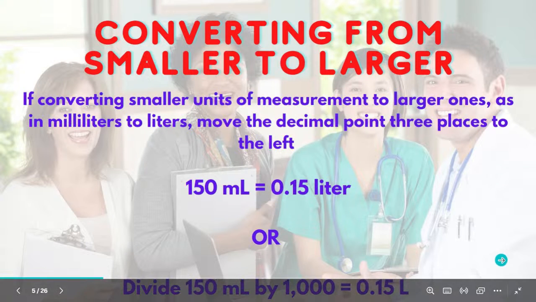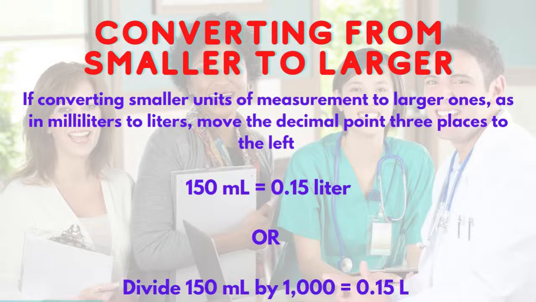And if you're going from smaller to larger, like if you had to convert milliliters to liters, or micrograms to milligrams, or milligrams to grams, you want to divide by 1,000, or you can use the decimal point route. Instead of going 3 places to the right, you're going to go 3 places to the left. So again, whichever one works for you is perfectly fine.